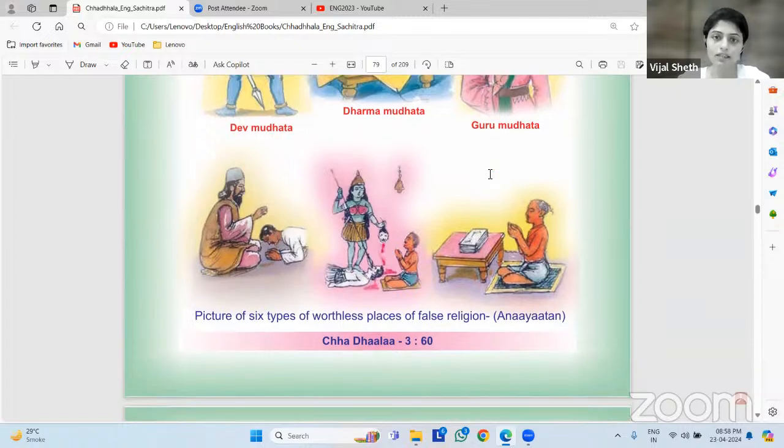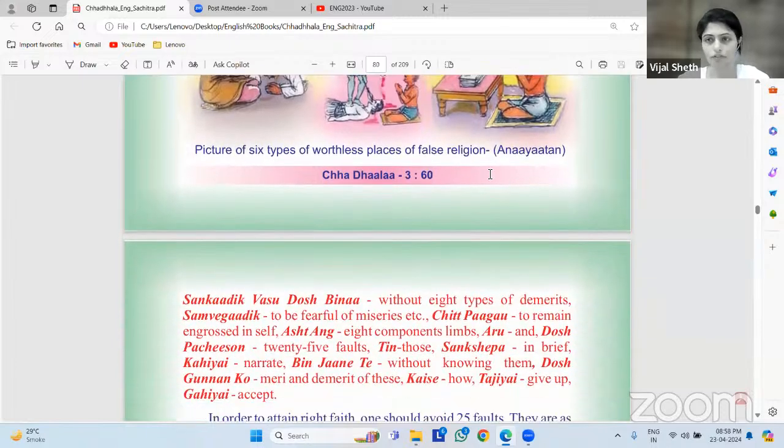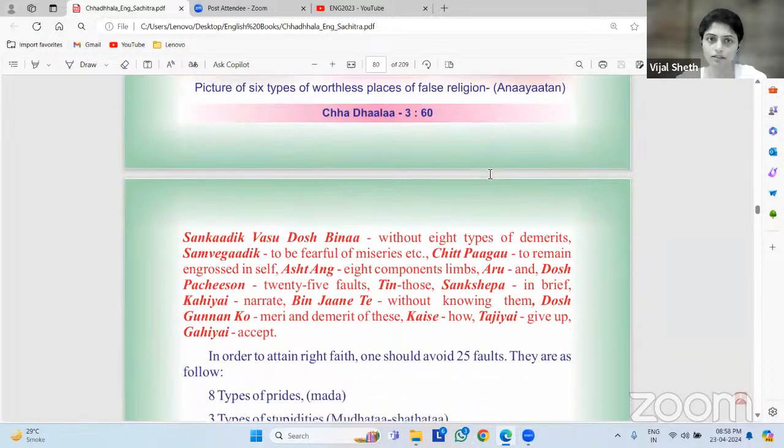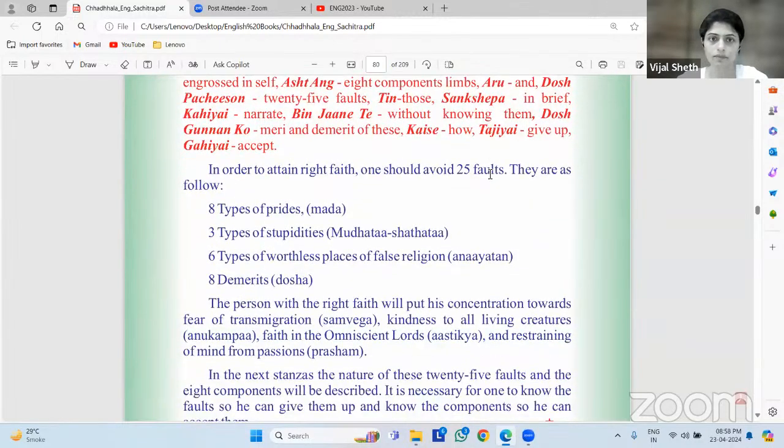So, understanding the nature of God, Dharma, Guru is like the first primary criteria before even attempting Samyak Darshan. Okay. So, in the preliminary stage itself, your belief regarding Dev Shastra Guru has to be absolutely flawless.